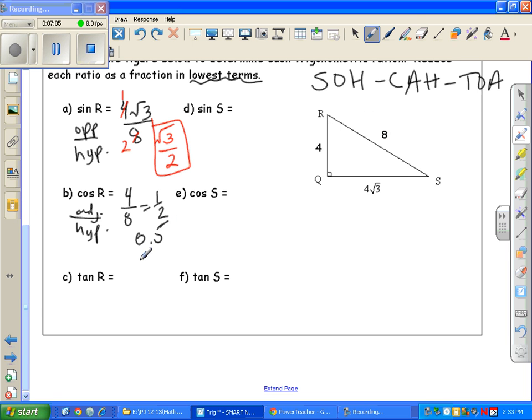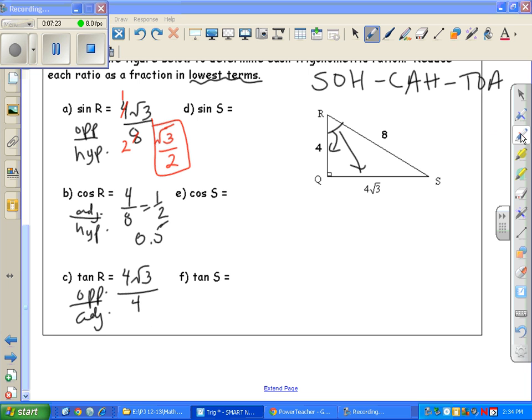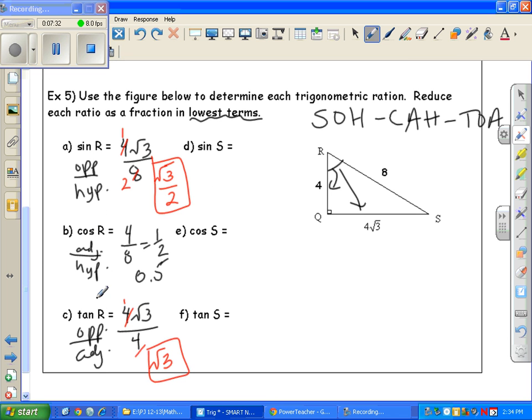And lastly, the tangent of R would be opposite over adjacent. So the side opposite, once again, is QS, 4 radical 3. The adjacent side to angle R is RQ, which is 4. And again, we can reduce to lowest terms. 4 over 4 would divide out to 1, so we're left with just radical 3. So there are the sine, cosine, and tangent ratios for triangle RQS.